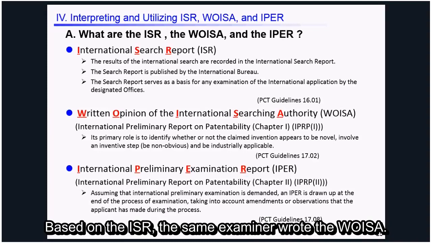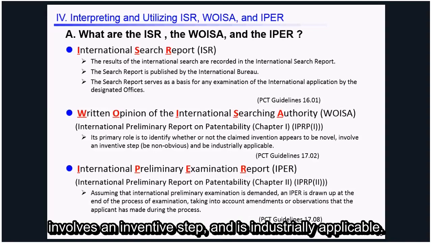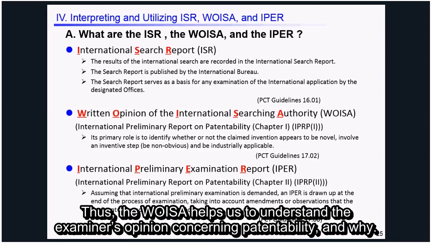Based on the ISR, the same examiner wrote the WOISA. It identifies whether or not the claimed invention of the application is novel, involves an inventive step, and is industrially applicable. The examiner can also express an opinion regarding the unity and clarity of the claims in the WOISA. Thus, the WOISA helps us to understand the examiner's opinion concerning patentability and why.